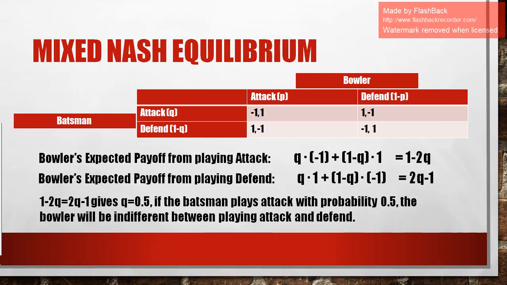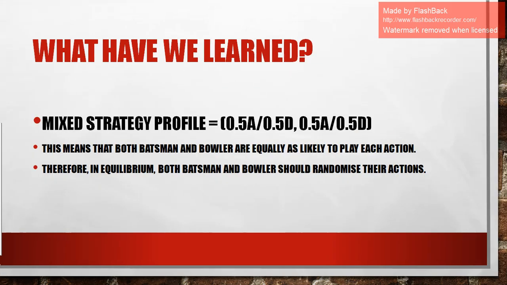The same can be seen for the bowler's expected payoffs, giving Q equal to 0.5, so an attacking shot from the batsman at probability 0.5 makes the bowler indifferent between attack and defend. Therefore, the mixed strategy profile in this game for the batsman is 0.5 attack, 0.5 defend, and for the bowler 0.5 attack, 0.5 defend. We have learnt therefore that both players are equally as likely to play attack as they are to play defend, and in equilibrium both players should randomise their attack and defend.